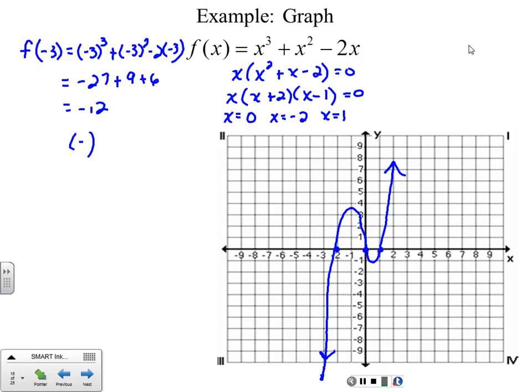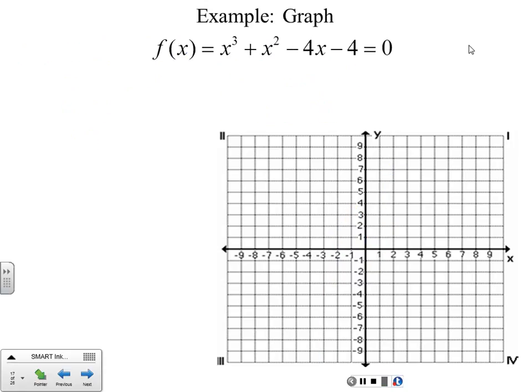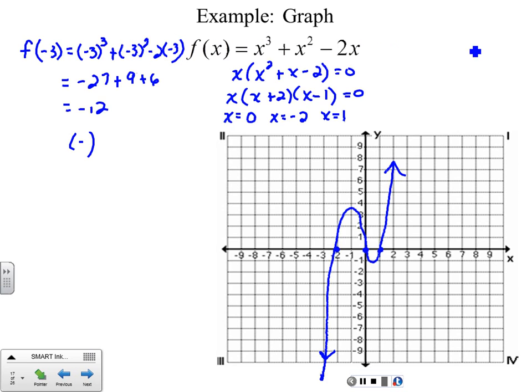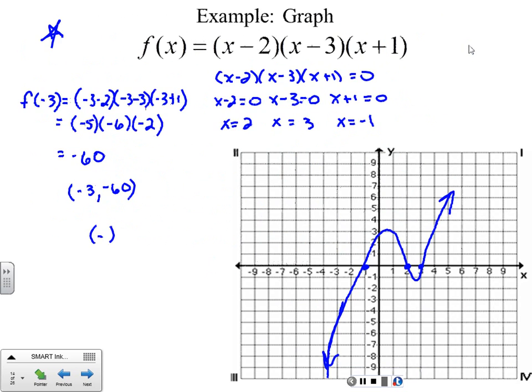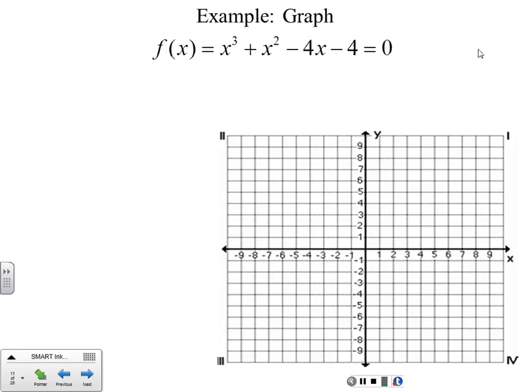Okay, let's do one that's not so easy. We did this problem the other day, right? We've already done this problem, so let's see if you can redo it. Alright, so I want you to graph this. The first thing you got to do is find your zeros.